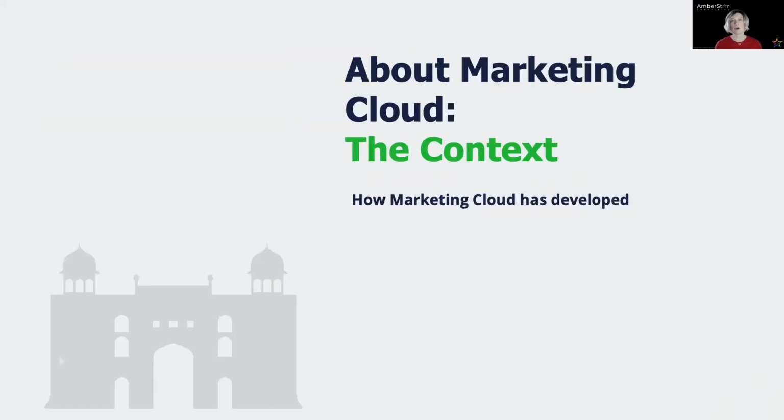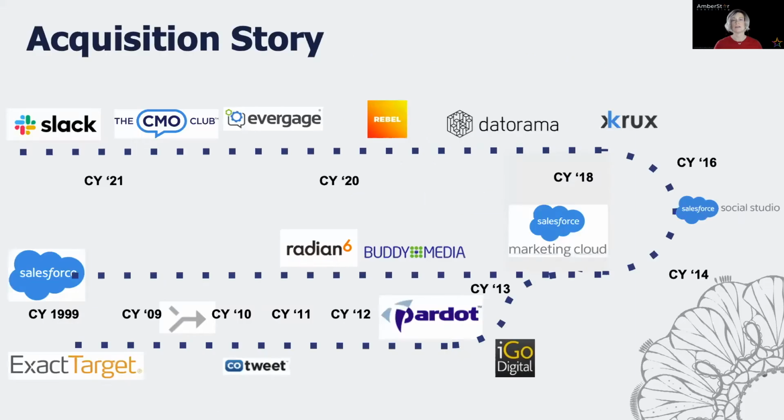So let's start with the context. And within that, I'm going to start talking about how Marketing Cloud has evolved. So really, Marketing Cloud is an acquisition story. You can see from the slide here that there are a number of different logos of organizations that span over the last 20 years. As many of you probably know, Salesforce started in 1999, but in parallel, ExactTarget, which was an email marketing automation tool, also started in 2000.